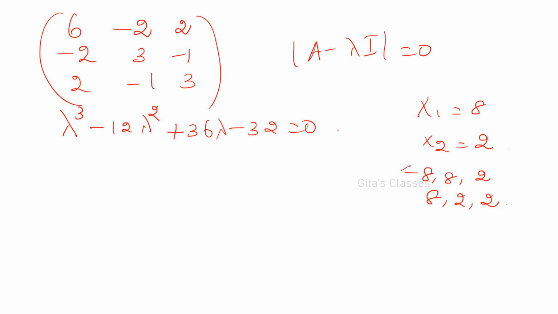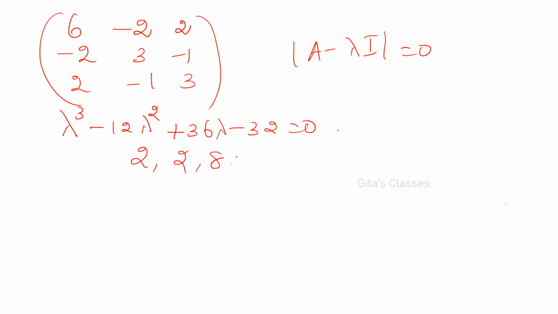So which is correct now? Either 8 is repeated or 2 is repeated. This you can find out here. 8 into 8, 64, into 2, you multiply and find the product of these values. So here it is 128, right? Here 8 4s are 32. So 32 is there in the constant. Therefore, the possibility is this one, not this one. You check the product and compare that with the constant coefficient. Therefore, 2, 2, 8 are the eigenvalues.